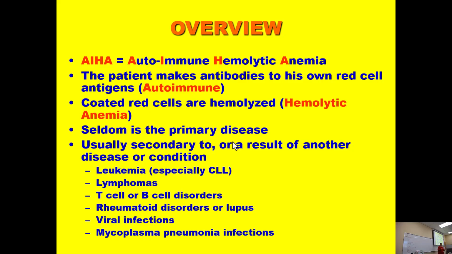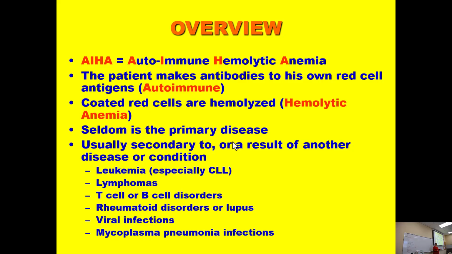The patient makes antibodies to his own red cells. That's why we call it autoimmune. They make antibodies to themselves. Coated red cells then become hemolyzed. That's where you get the hemolytic anemia piece. Seldom is this going to be a primary disease. It's often going to be secondary to other things, oftentimes infections, leukemias, especially CLL, lymphomas, T or B cell disorders, rheumatoid disorders.